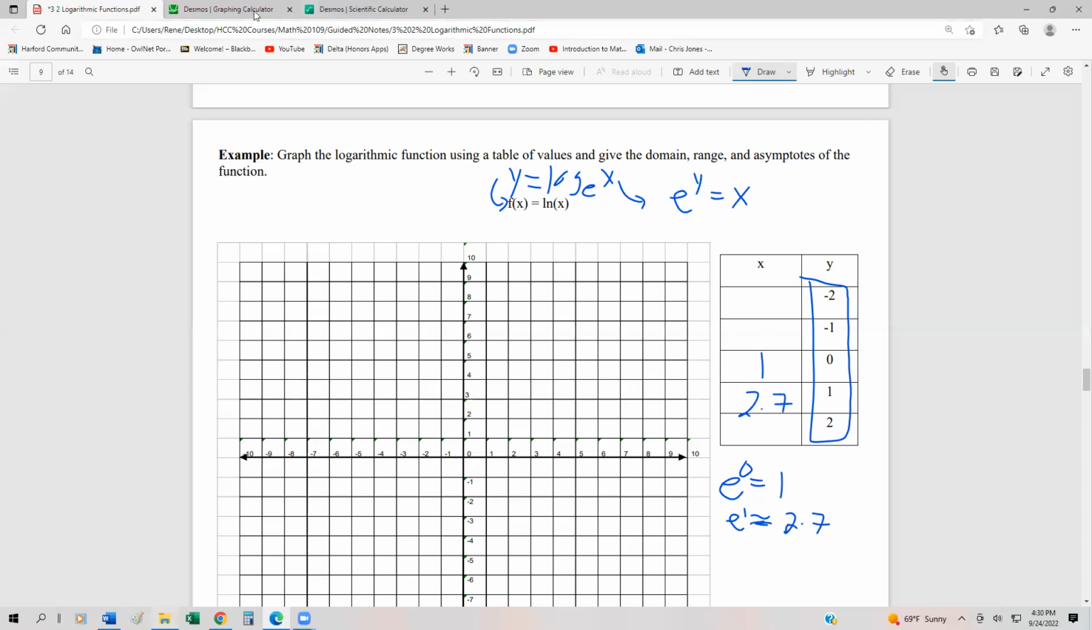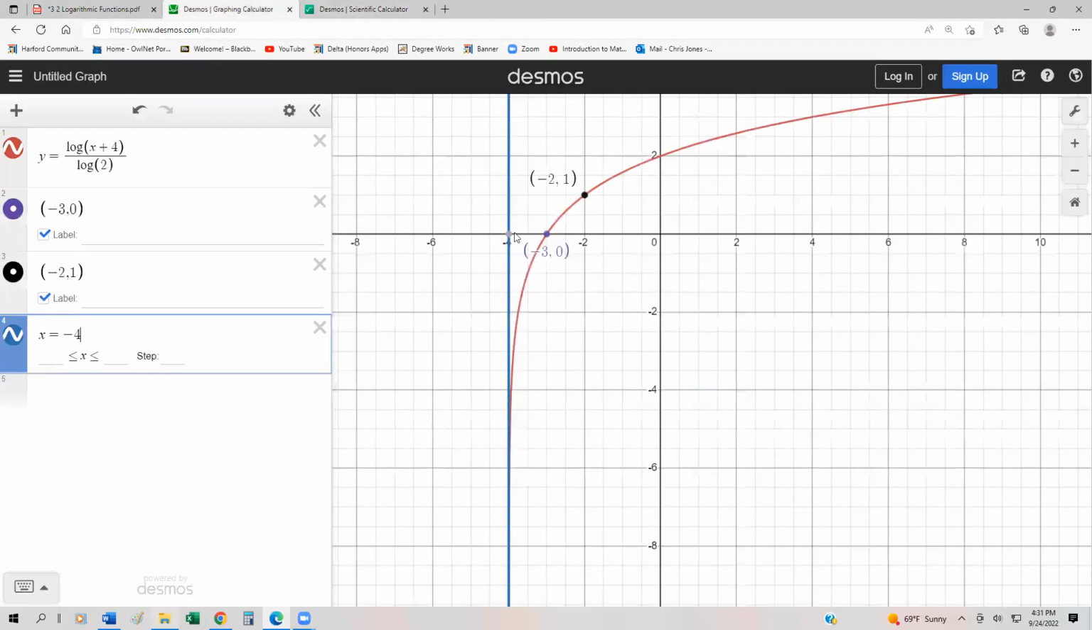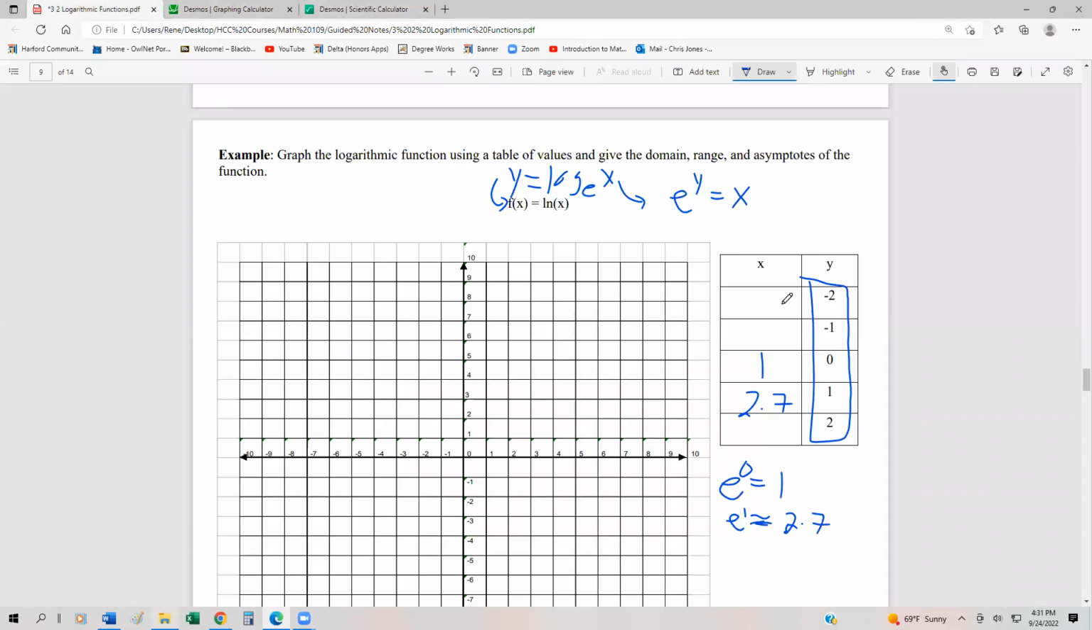Then we can go in our graphing calculator or scientific calculator and get e squared, and then e to the first, which you already have. We can get e to the minus 1, and we can get e to the minus 2. Now what we have is 7.4, 0.4, and 0.1 for the other values. And we're just going to graph those values.